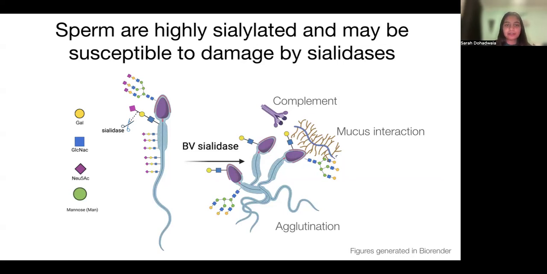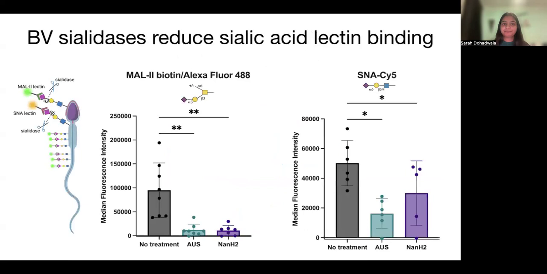So in this study, we look at how removing those sialic acids could impair their health by looking at complement activity, sperm's interaction with mucus, and the sperm's propensity to agglutinate, which is a phenomenon where sperm stick to each other. The first thing we wanted to do was confirm that these sialidases are actually able to reduce the sialic acid on the surface of the sperm. We did this by flow cytometry and lectin staining.